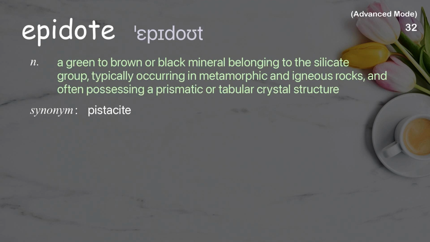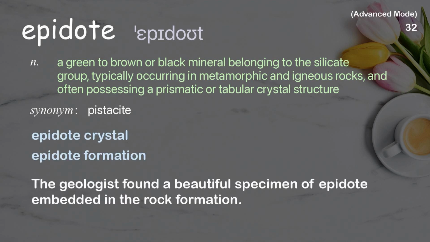Epidote. A green to brown or black mineral belonging to the silicate group, typically occurring in metamorphic and igneous rocks, and often possessing a prismatic or tabular crystal structure. Examples: Epidote crystal. Epidote formation. The geologist found a beautiful specimen of epidote embedded in the rock formation.